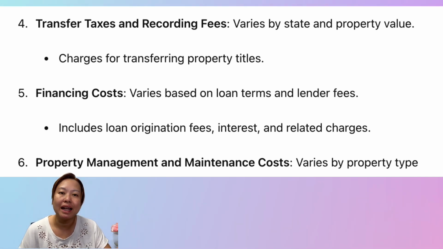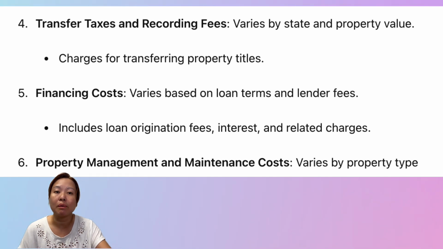Fifth is financing cost. The cost range really varies based on the loan terms, the lender fees, and the interest rate. Financing, if it's required to purchase the replacement property, can include loan origination fees, interest, and other related charges. So the cost can vary widely based on the lender and the loan terms.